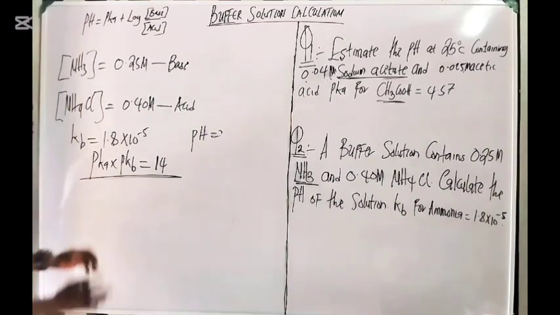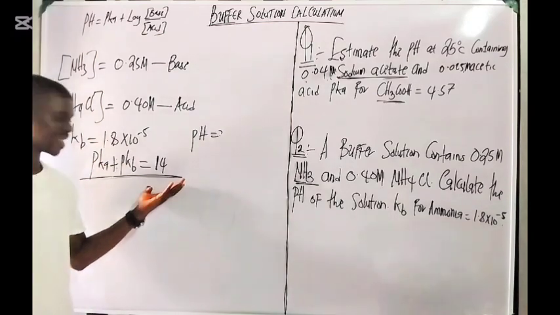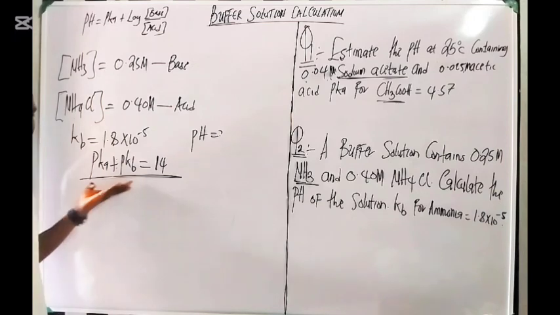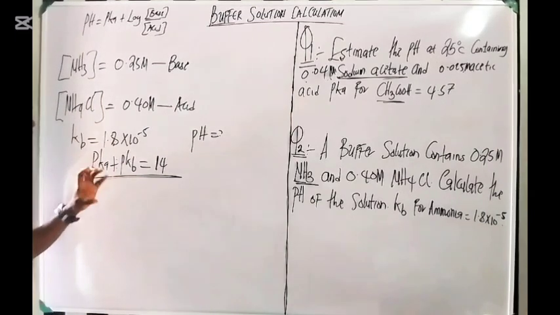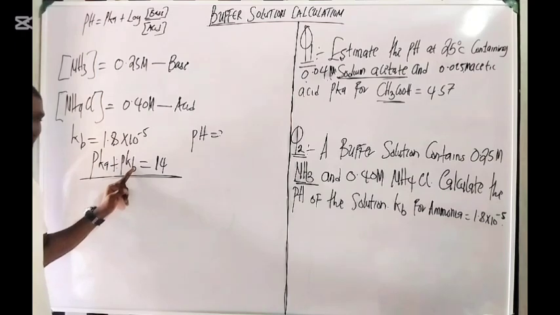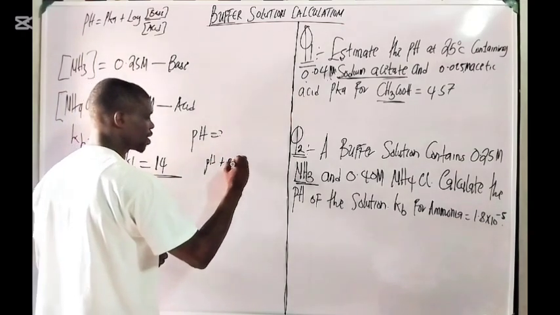pKa plus pKb equals 14. This is the formula you are going to make use of, the formula that relates pKa and pKb. Just like here you have pH plus pOH equals 14.